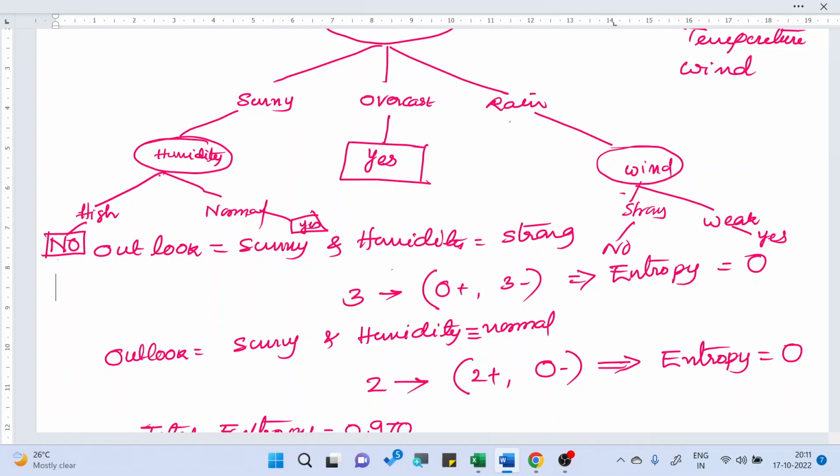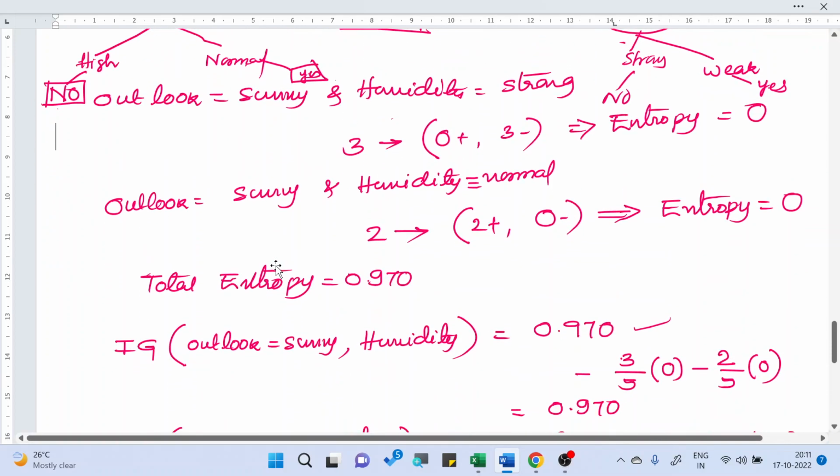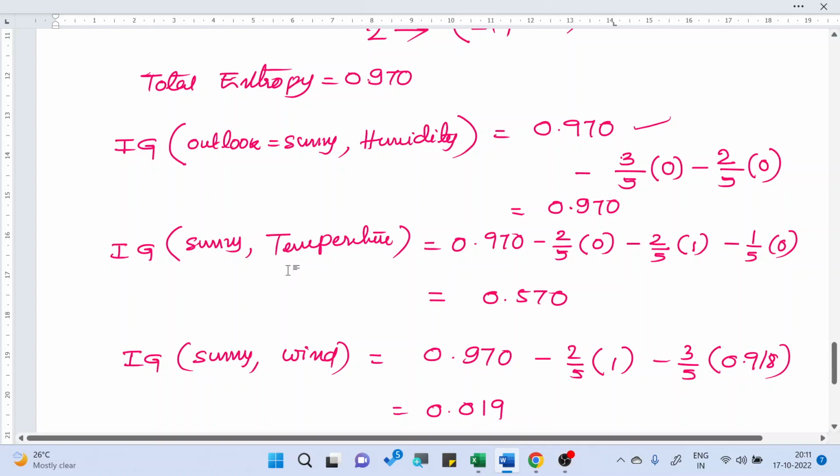So in this algorithm, what we are trying to do is build a tree by calculating information gain. Information gain is calculated by a property called entropy.